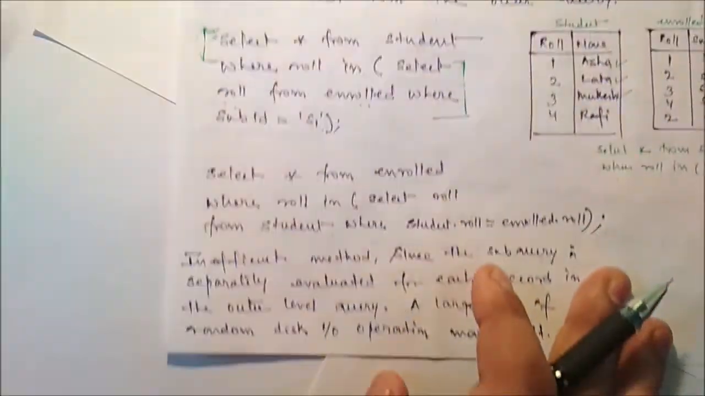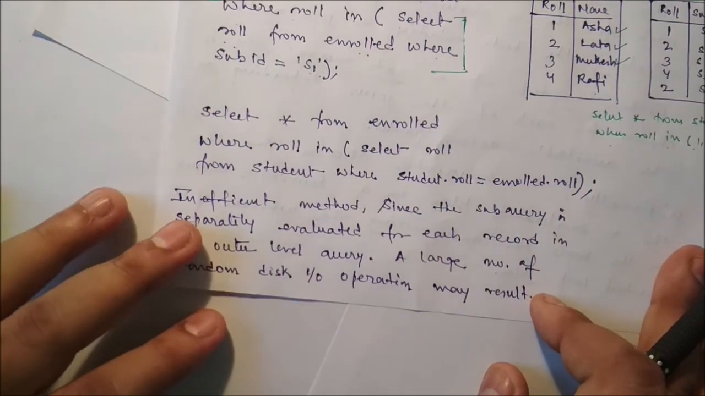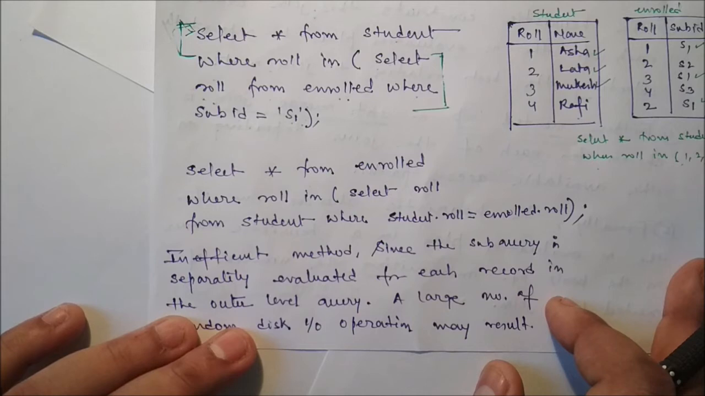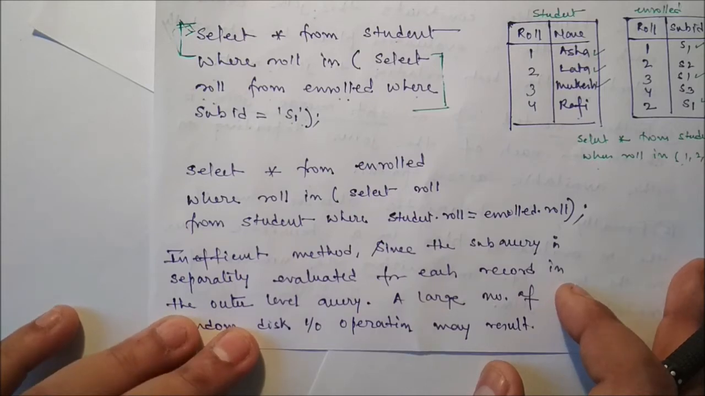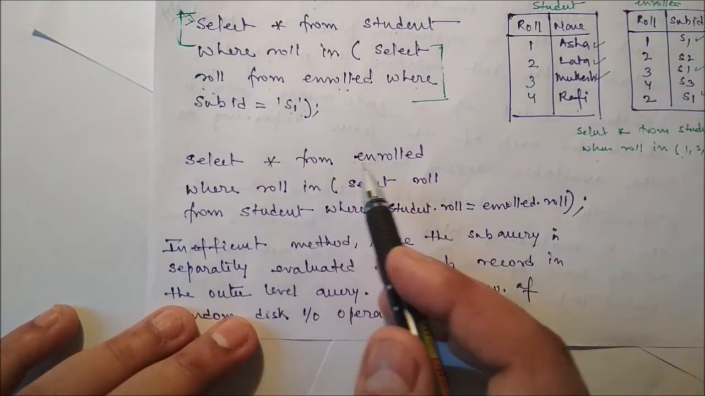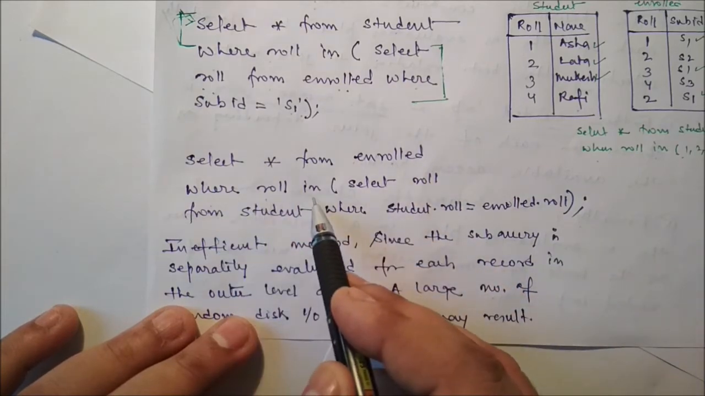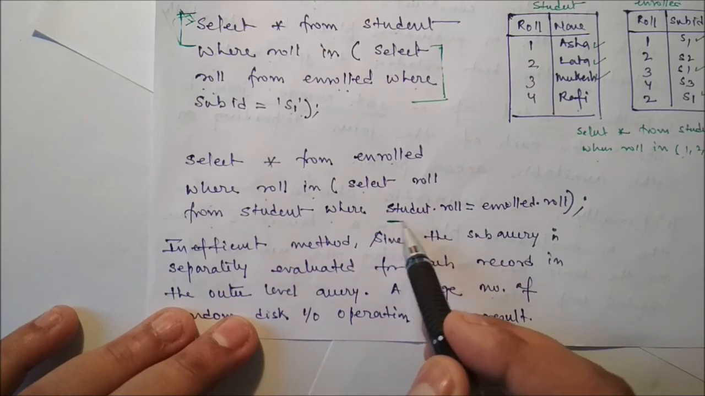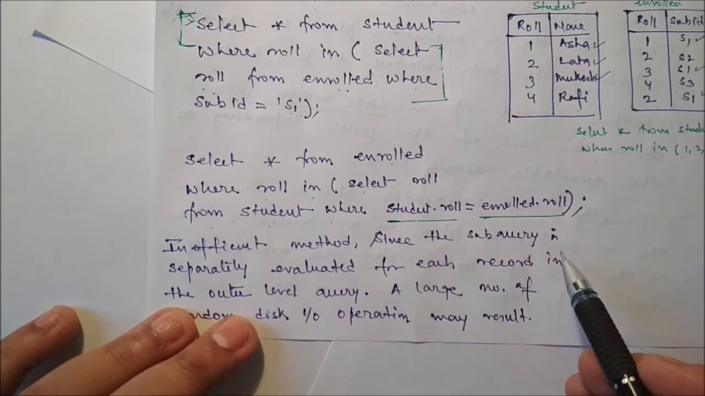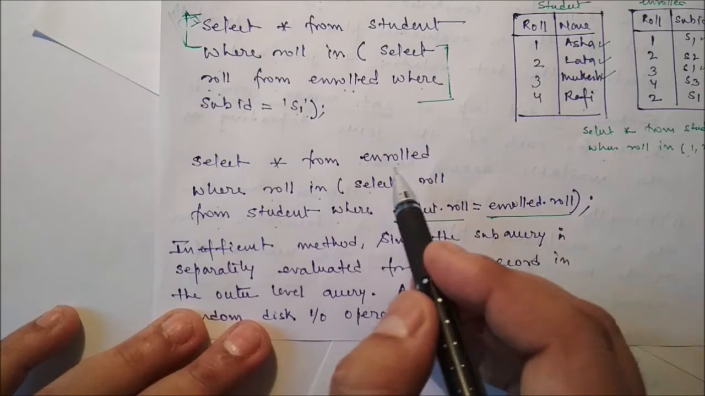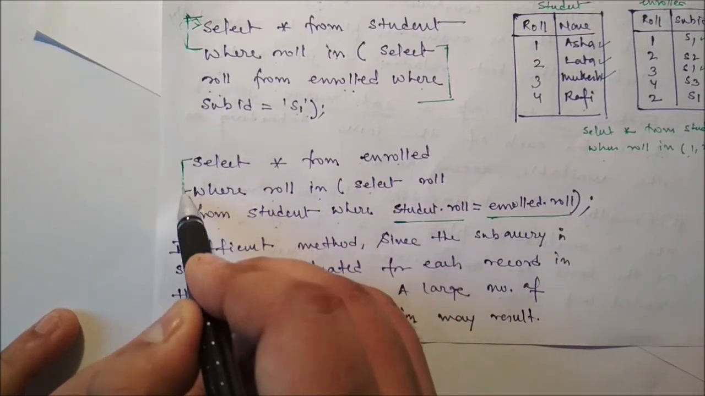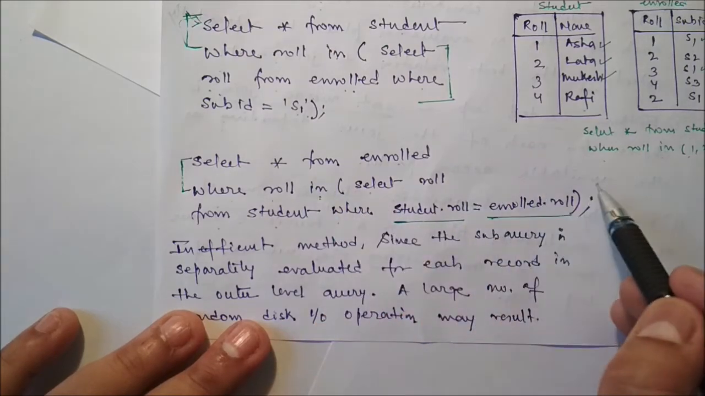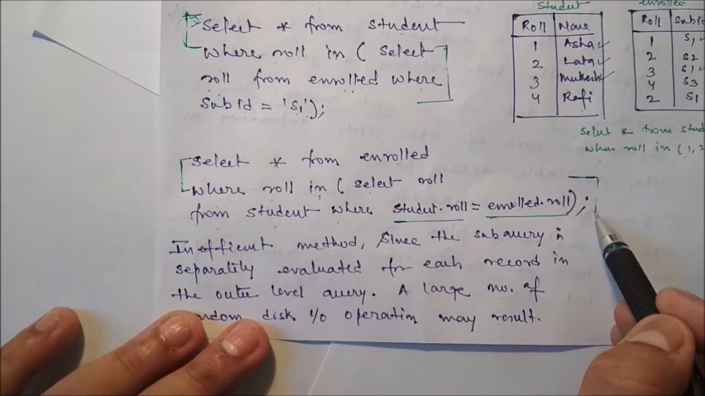Now consider a query like this way, though it is very trivial, just to give an example of the nested query problem or optimizing the nested subquery. Select asterisk from enrolled where roll number in, select roll number from student where student roll number is equal to enrolled roll number. Here this is our outer query, and this is our inner query, or our subquery.